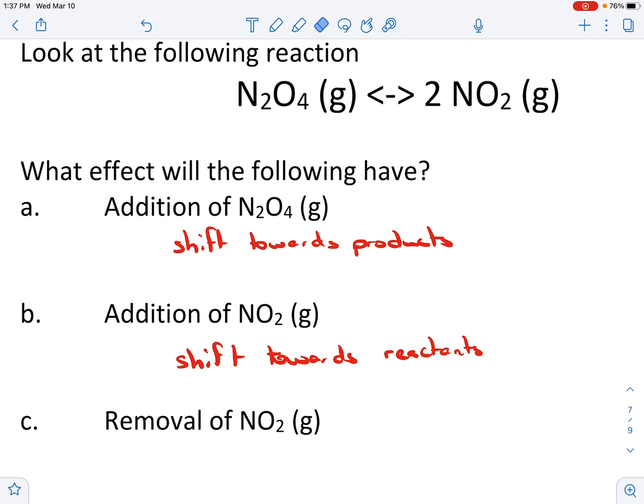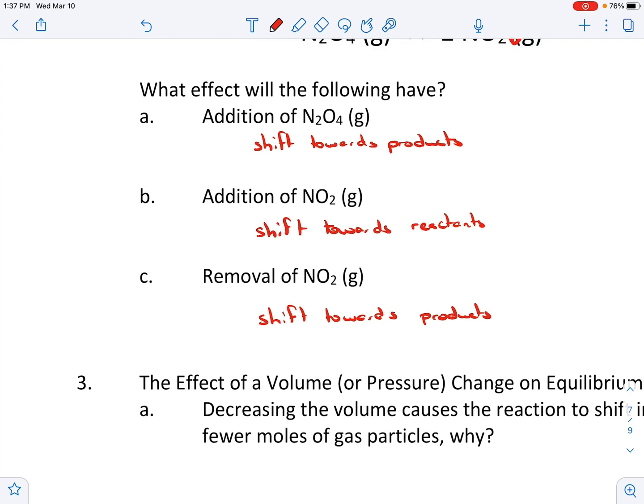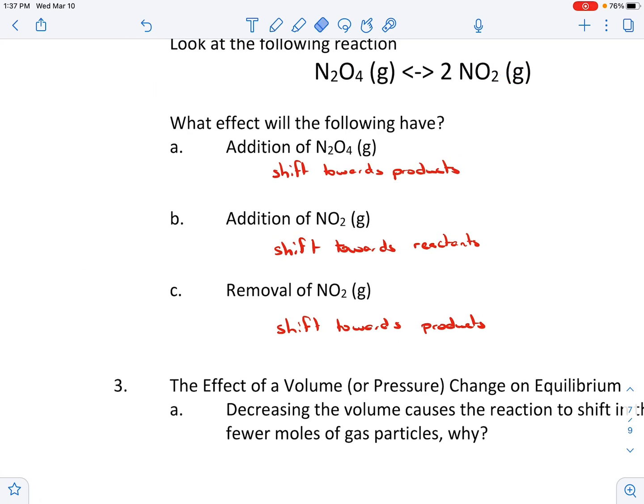Now the next one, not that it's tricky, but let's see if we can figure it out. What if we remove some NO2? This time we lower NO2. Well, our ratio of products to reactants is too small now, right? So it will shift towards the products. We've got to get our ratio the same each time. So that's a fairly straightforward one.